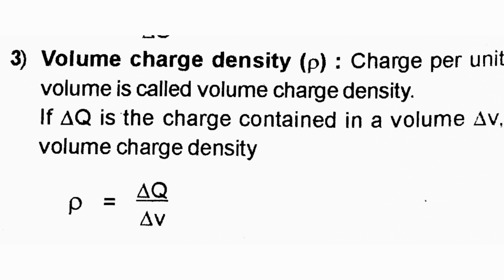We have discussed three points now. What were the points? Linear charge density lambda, that is charge per unit length, lambda is equal to delta Q by delta L. Then surface charge density, that is charge per unit area, sigma is equal to delta Q by delta S, and volume charge density, that is charge per unit volume, rho is equal to delta Q by delta V. So just understand the three equations. Hope it is clear to you.